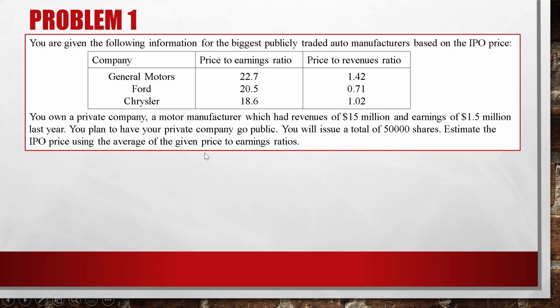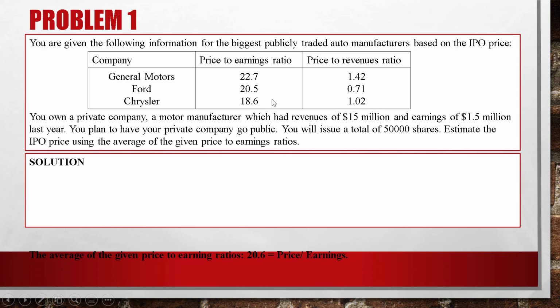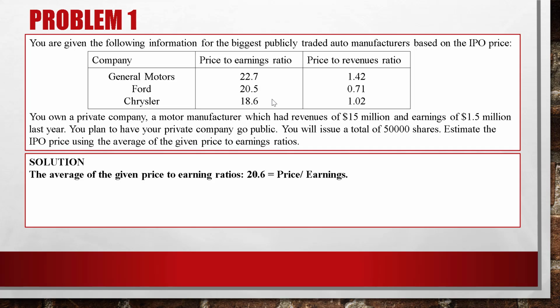And the question asks to estimate the IPO price using the average of the given price to earning ratio. So here, we have to take the average of the first column. So we got 28.6, and this is the price over earnings, which means for $1 earnings, the price is 28.6, and this number comes from the average of the first three numbers in the first column. See that? And now we got the price over earnings, and we got 1.5 million as the amount of earnings, so we can find the total price.